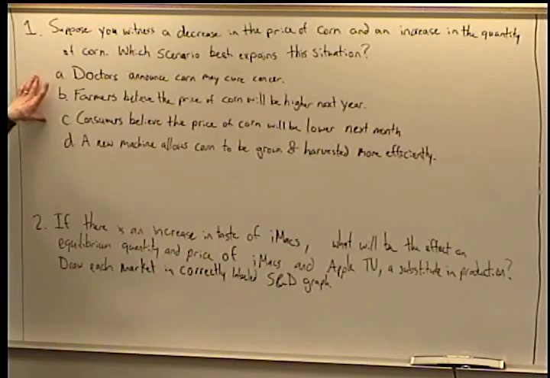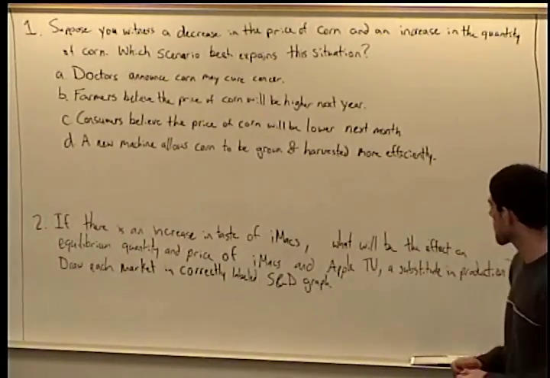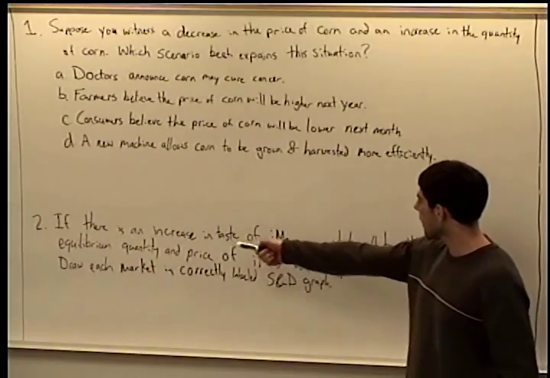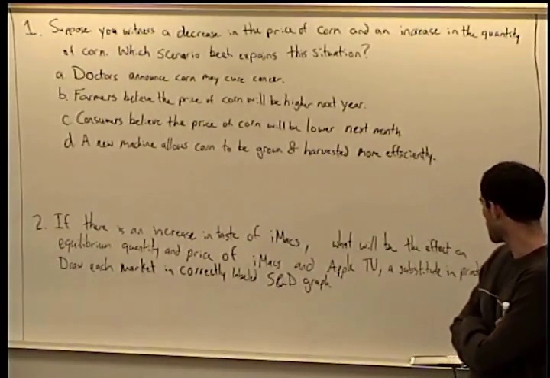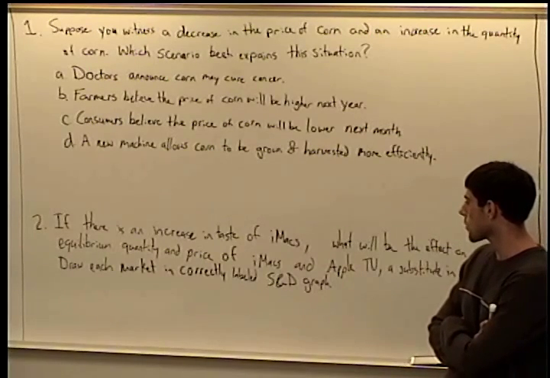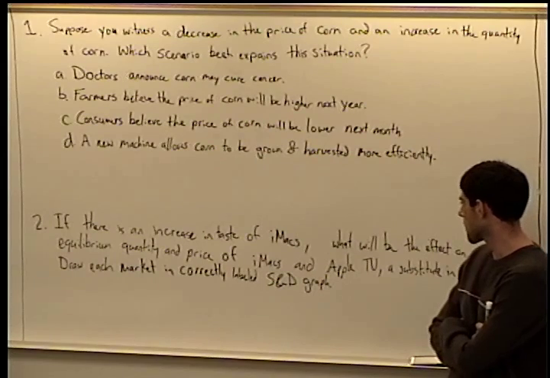Okay, so for part 1, or question 1, answer the multiple choice question. And then question 2 is a little bit more challenging. If there's an increase in the taste of IMAX, what will be the effect on the equilibrium quantity and price of IMAX and Apple TV, a substitute in production?